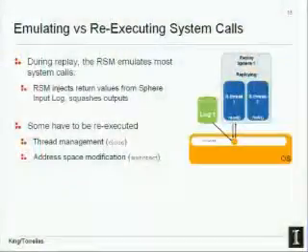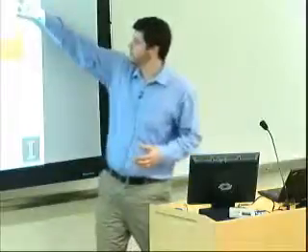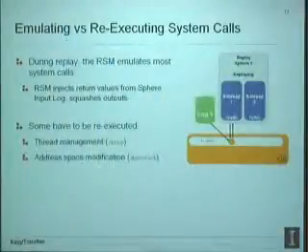This type of emulation is a pretty classic technique that other people have used with many replay systems. Where things get a little bit more interesting is where we have to re-execute system calls. Let's say that thread two issues a fork system call.